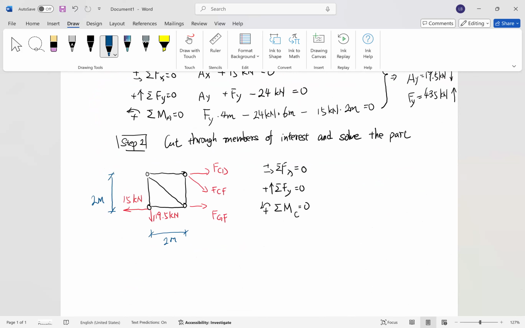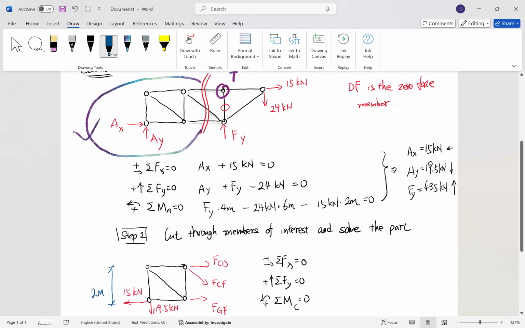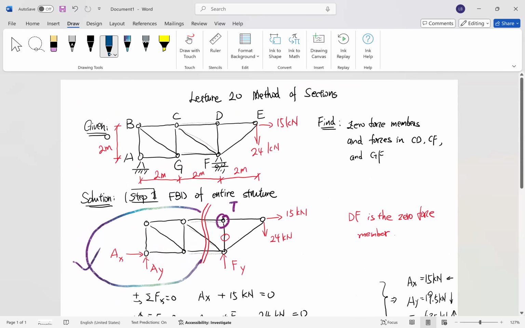And please also pay particular attention to any force that is neither along x nor y. Here it is FCF. Do we know the direction of FCF here? By looking at this structure, we know that FCF is along the member CF, right? And does it belong to any right angle triangle? Yes, it is. For example, we see that CF is actually the hypotenuse of the right angle triangle CGF.